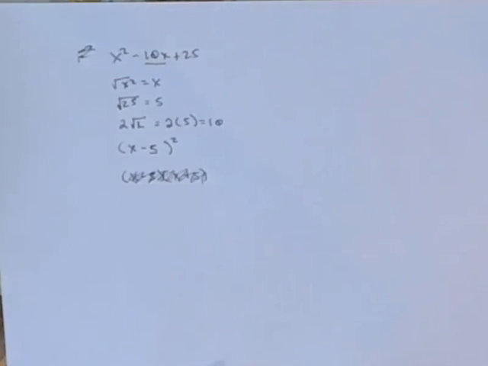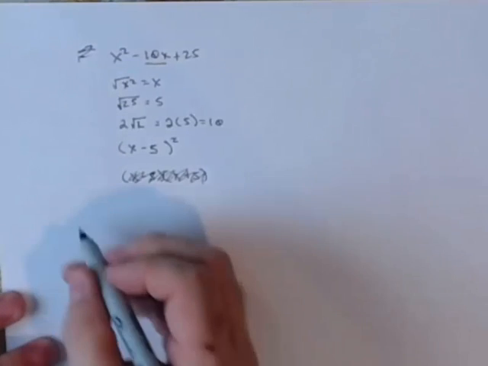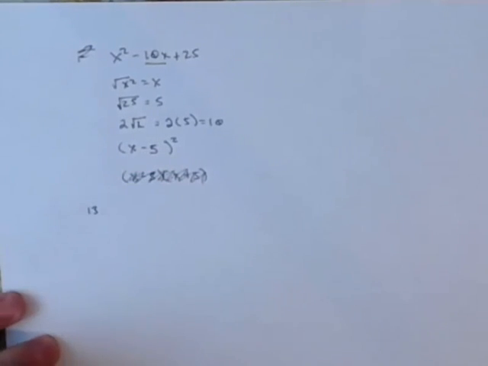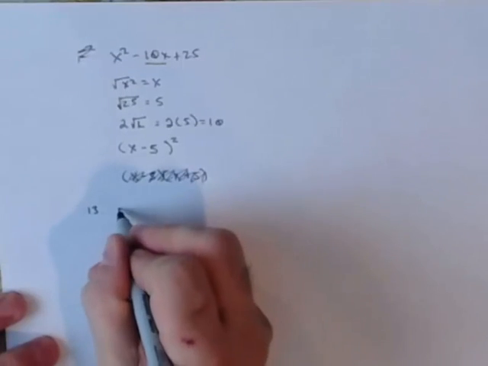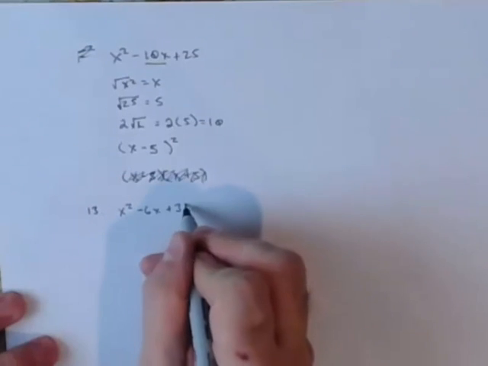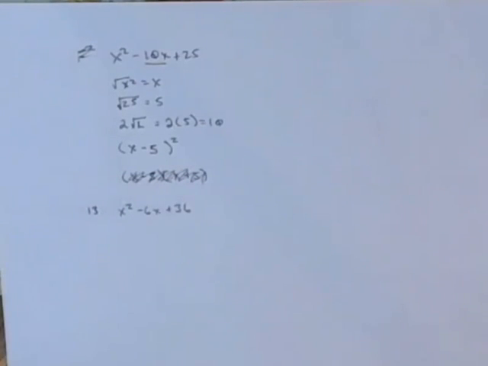Let's go on to do the problems from test number 17, starting with number 13. Again, it's asking us to tell whether or not the expression is a trinomial square, and if it is, factor it. If it's not, tell why not. We have x squared minus 6x plus 36.